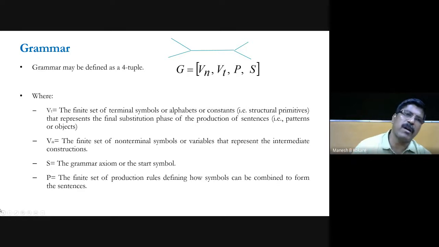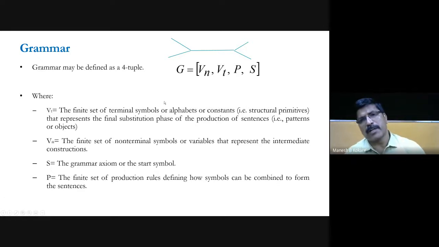So grammar in syntactic object recognition is defined as a 4 tuple, where the first one is the set of non-terminal symbols, the second is the terminal symbols, the third is the production rules, and S is the start point where to start. These things are the grammar, and with the help of this grammar we will obtain the language of that class.